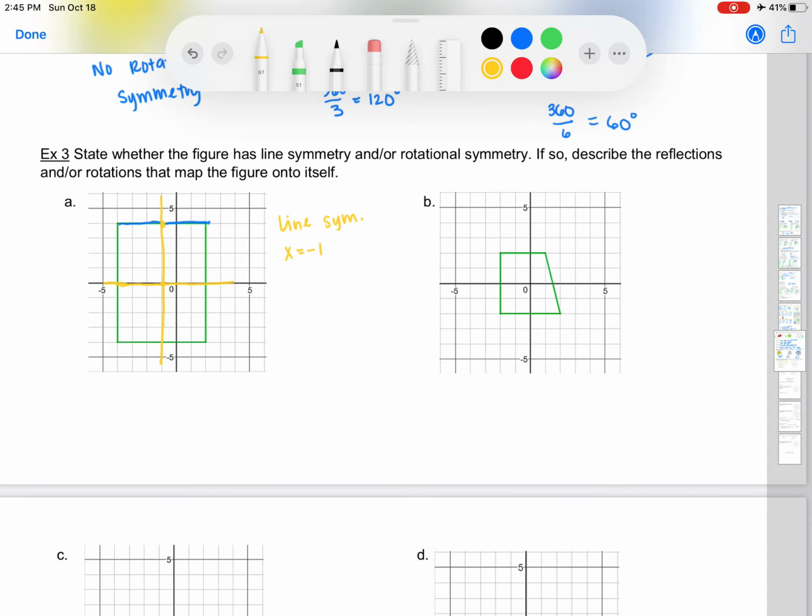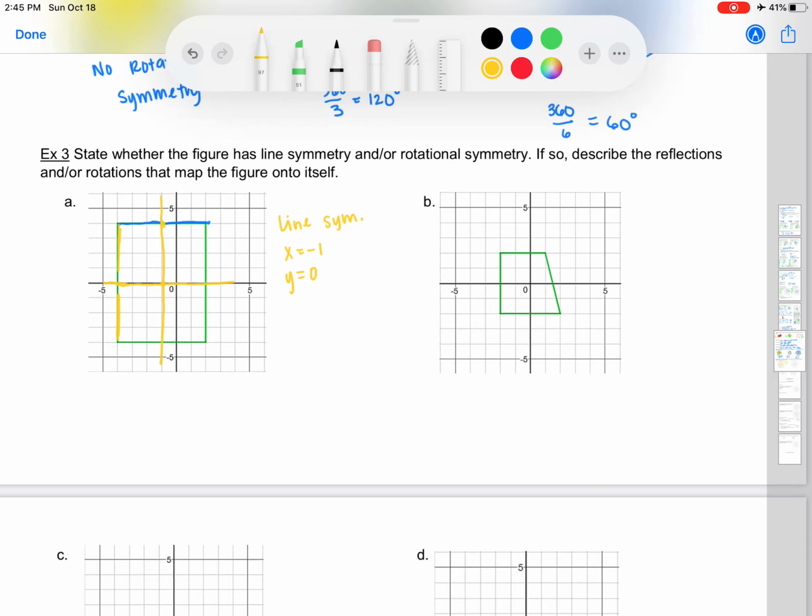It also happens here across this line, where if I were to fold it along this crease, because there's 4 units across this top and 4 units across this bottom, there would also be the same amount on both sides. So that line is going to be y equals 0.